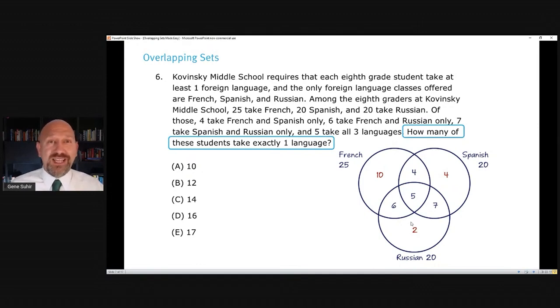How many students take exactly one language? So we'll add up those pieces: 10, 4, and 2. And we'll have those that take exactly one language. Always a good feeling when you have an answer that's in the answer choices, right? See some D's coming up, Shubham, Aline, Rajandeep. Answer choice D is the right one.